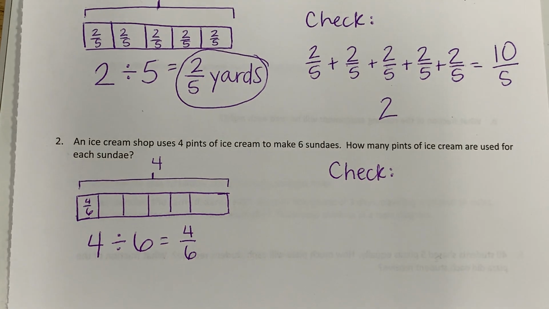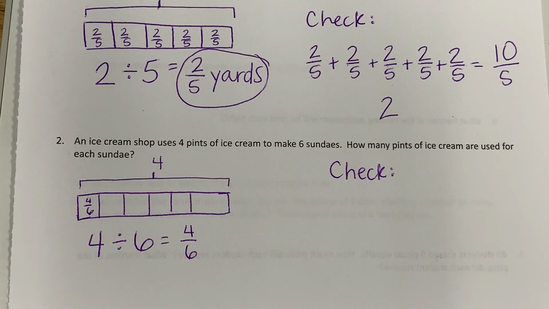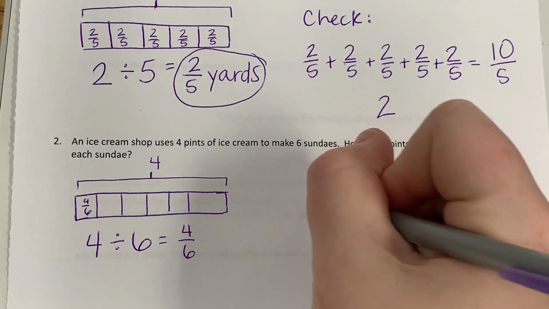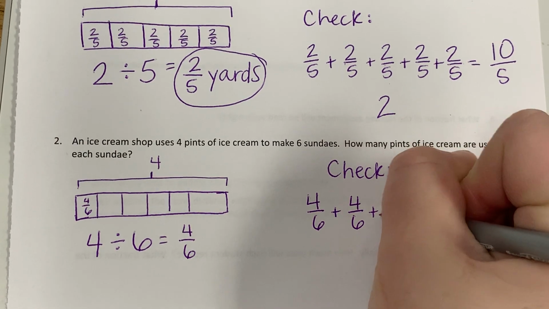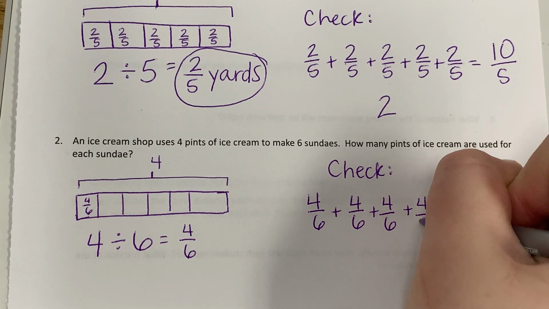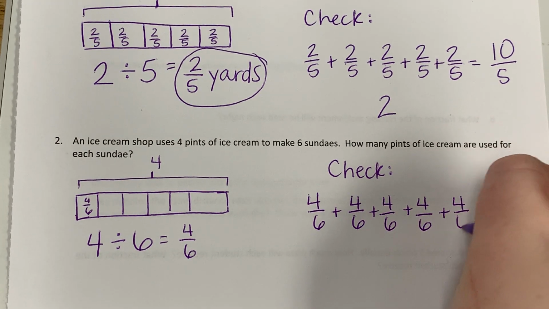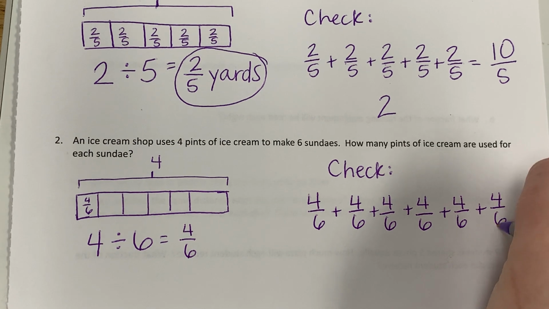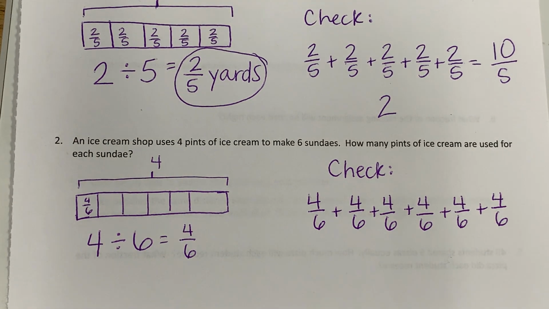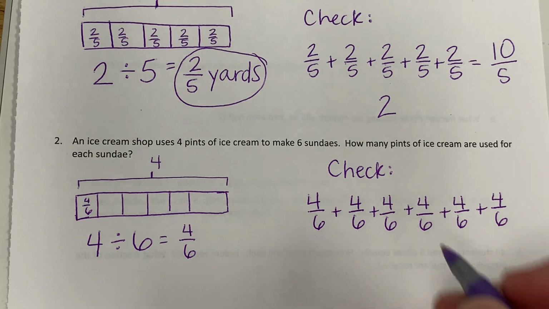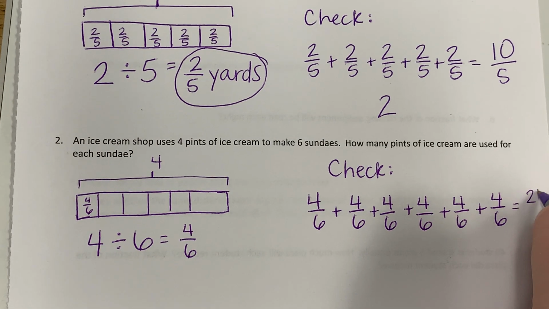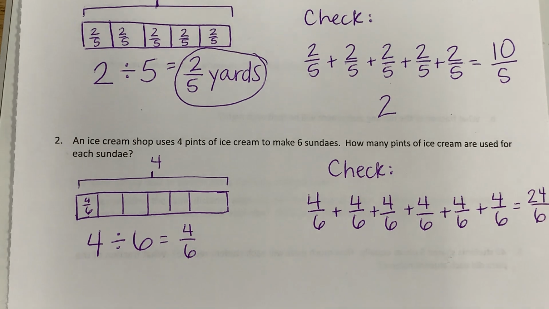How do I check? Repeated addition by adding 4 over 6. How many times? 6 times. What is 6 times 4? Because we wrote 4 how many times? 6. So what is 6 times 4? So this is really equal to 24 over what? 6.